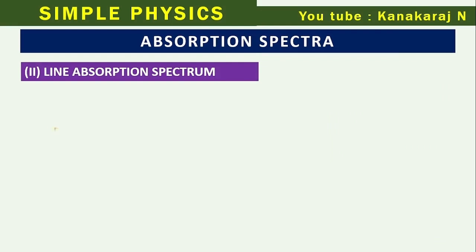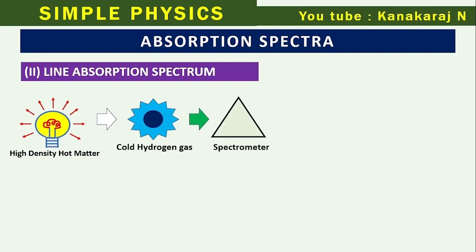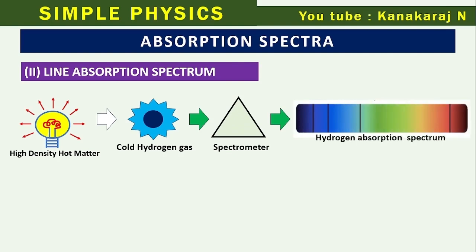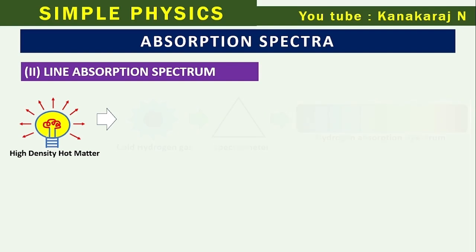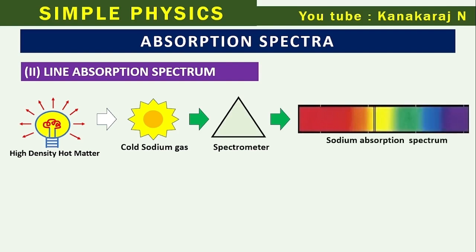Line absorption spectrum. When the white light from high density hot matter is passed through a cold hydrogen gas, and again passed through a spectrometer, we get the hydrogen absorption spectrum. We find a few dark lines on the colored continuous background. When the white light is passed through cold sodium gas, and passed again through a spectrometer, we get the sodium absorption spectrum. We find two dark lines in the yellow region.